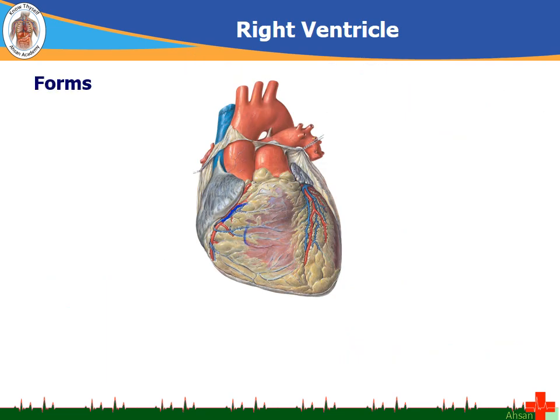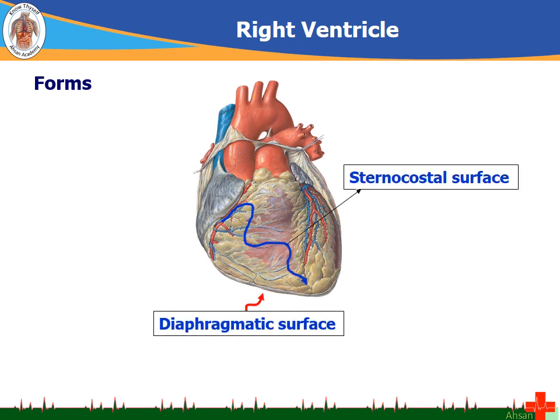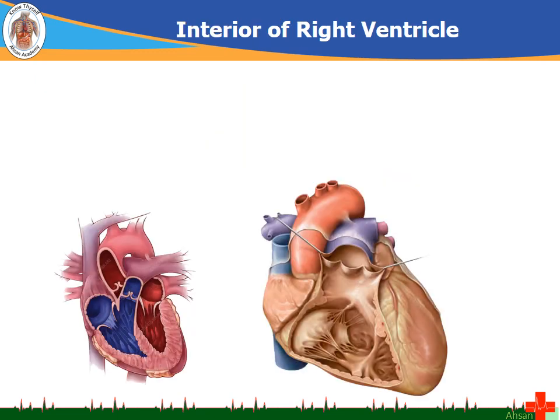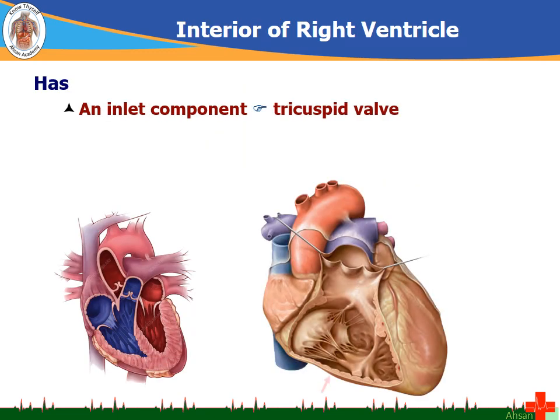The right ventricle forms, you can see the arrow, the sternocostal surface, and it forms most of the sternocostal surface, and inferiorly it forms the diaphragmatic surface of the heart. This inferior border is mostly formed by the right ventricle. The interior of the right ventricle has the initial part shown by the red arrow. This is the inlet compartment. It is guarded by the tricuspid valve, and the blood first enters from the right atrium into this area.